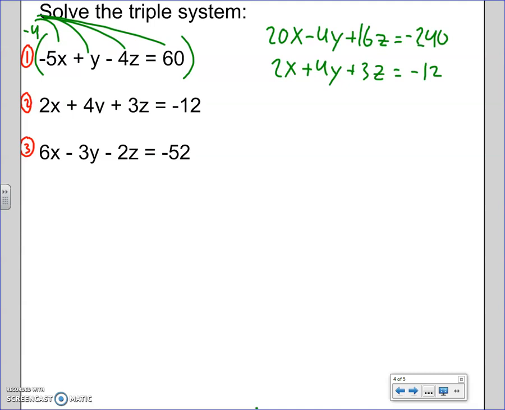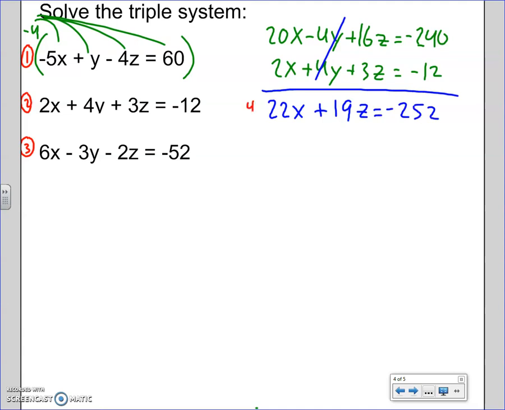Alright, and now I do elimination by just adding straight down. So 20x plus 2x is 22x. Negative 4y plus 4y cancels out. 16 plus 3 is 19z, and then negative 240 minus 12 is negative 252. Alright, I'm going to label that equation number 4. So that's one of my new equations with only two letters.